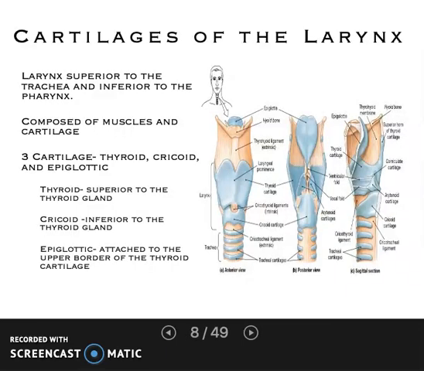So there are three cartilages in the larynx: the thyroid, cricoid, and epiglottic. The thyroid is the cartilage that the thyroid gland lays on top of. Just beneath that is the cricoid, and then finally the epiglottic. And this epiglottic is up top. And of course the epiglottis is above the trachea and closes off the trachea whenever you swallow.